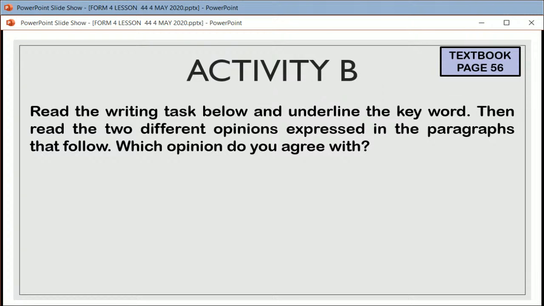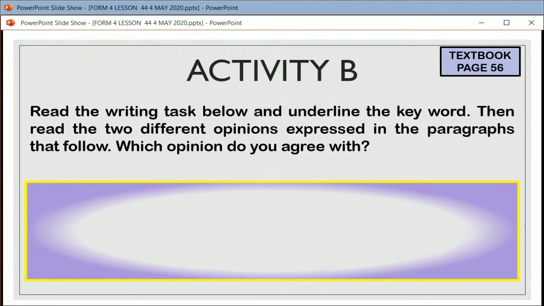Activity B, read the writing task below and underline the keywords. This one is always what I've taught you. You have to underline keywords. Then read the two different opinions expressed in the paragraphs that follow. And then which opinion do you agree with?